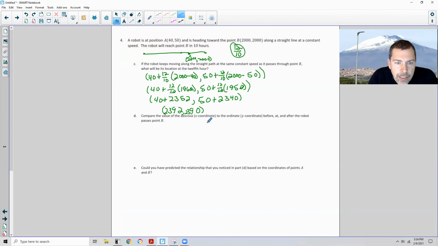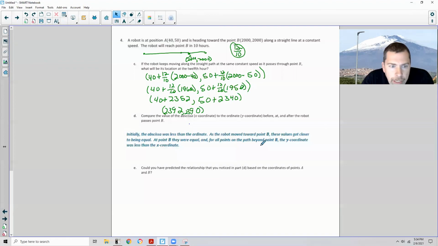Okay. D says compare the value of the abscissa, the x-coordinate, to the ordinate, the y-coordinate, before, at, and after the robot passes point B. So if I go back, I think I might have erased it. So I'll just bring in what they have printed. Okay, so we'd say initially the abscissa, or the x-coordinate, was less than the ordinate, the y value. As the robot moved towards point B, these values got closer to being equal. At point B, they were equal. And for all points on the path beyond point B, the y-coordinate was less than the x-coordinate.